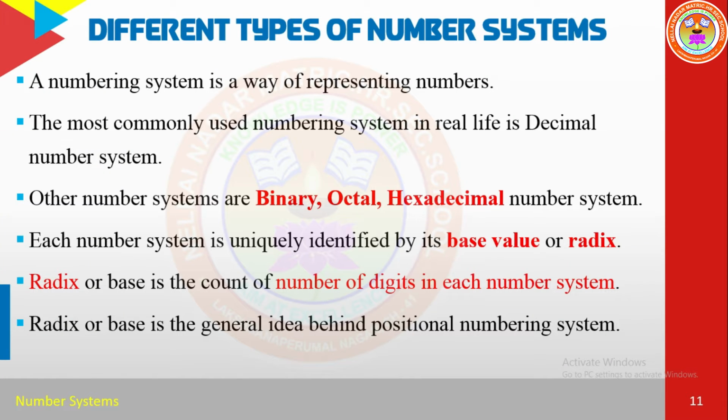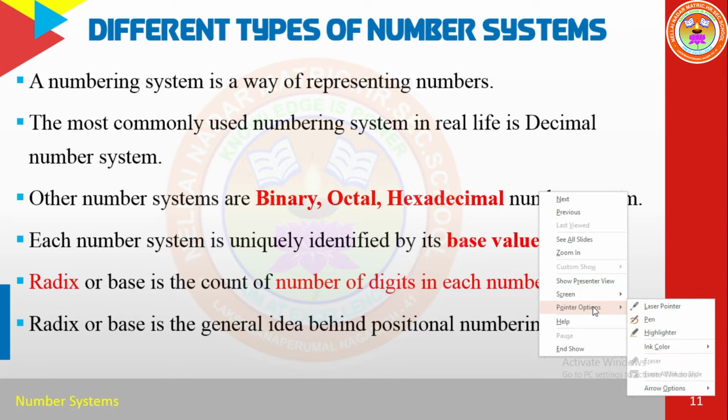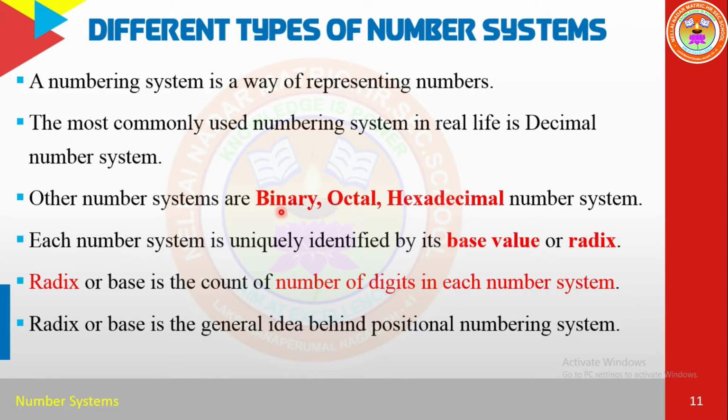Good morning, my dear students. Today we are going to continue chapter number 2, number systems. In the last class we discussed the different types of number systems, right? So what are the different types of number systems? We have 4 different types: number 1, the very basic binary; number 2, decimal; number 3, octal; and number 4, hexadecimal. These are the 4 different types of number systems we have.